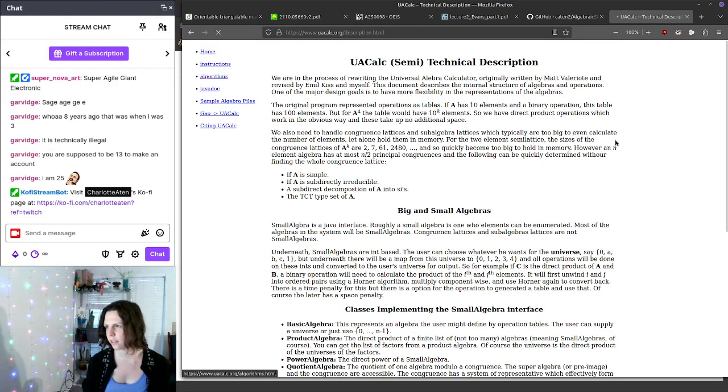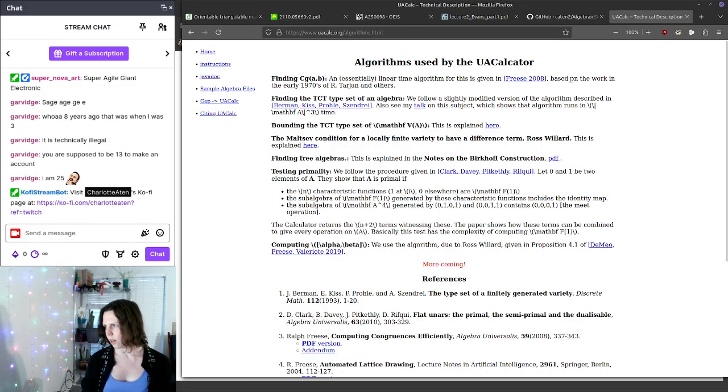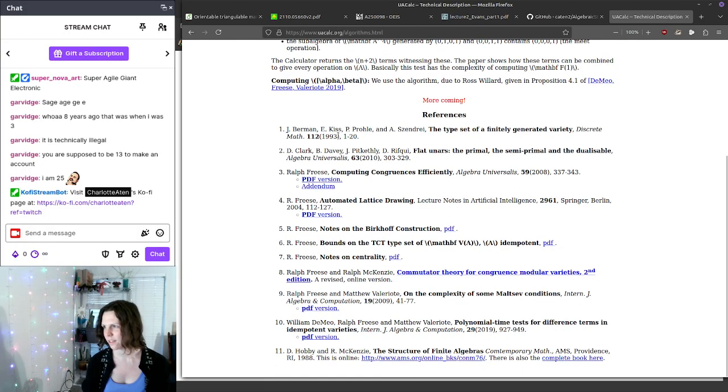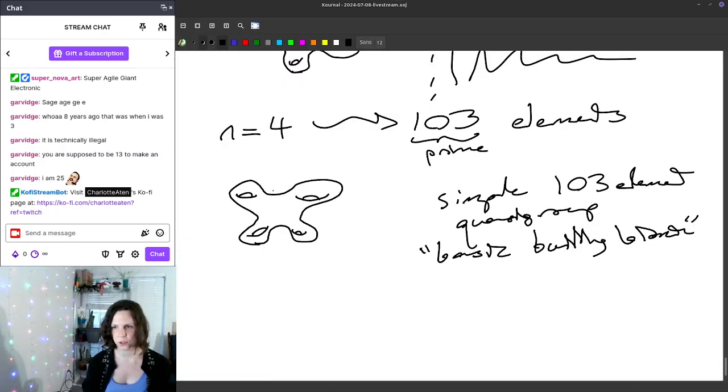All right, anyway, let's see what else is going on here. Okay, so there are descriptions of some of the algorithms here, which is good. Oh, more coming. It's encouraging. Okay, yeah, this is a good book. Anyway, that's the Universal Algebra Calculator. I hope to have some version of some of those algorithms that is natively part of Sage at some point. That would be nice.